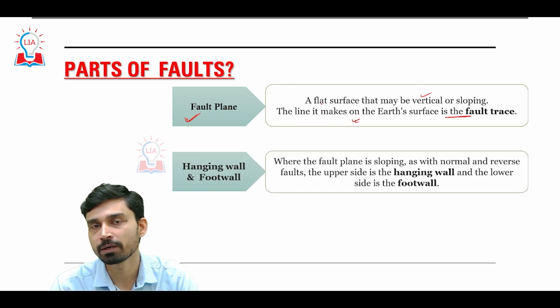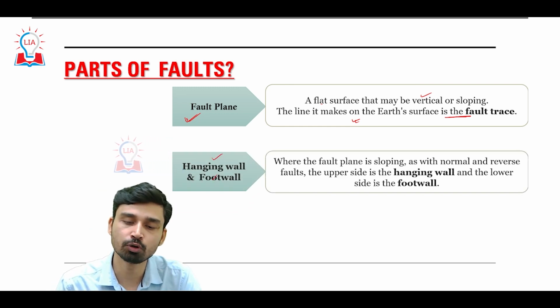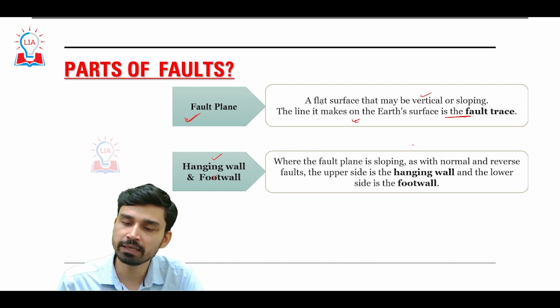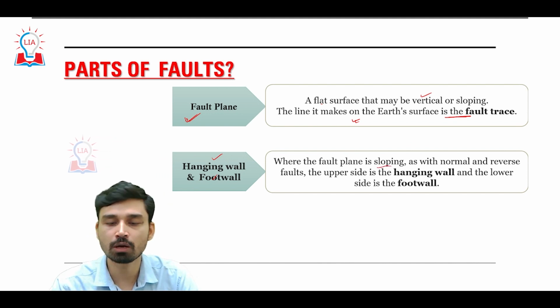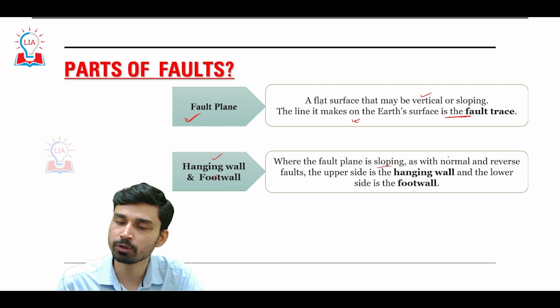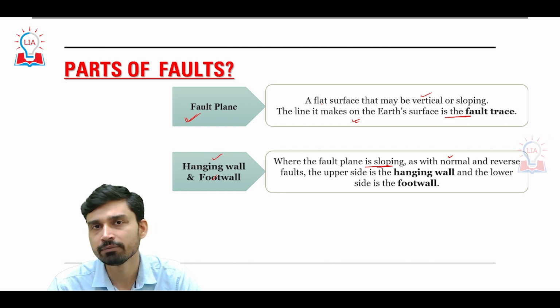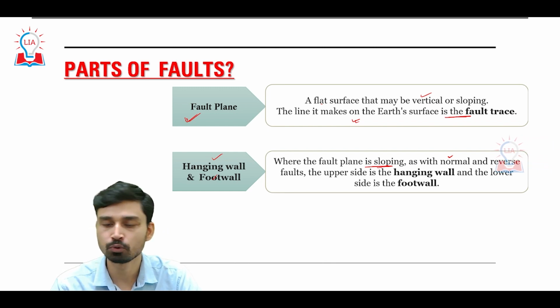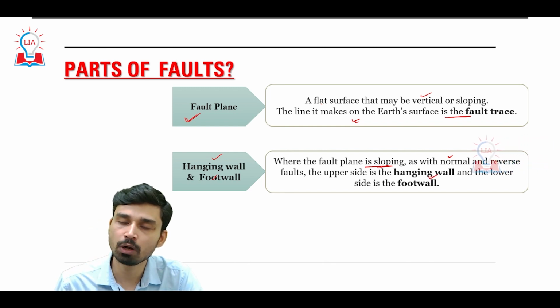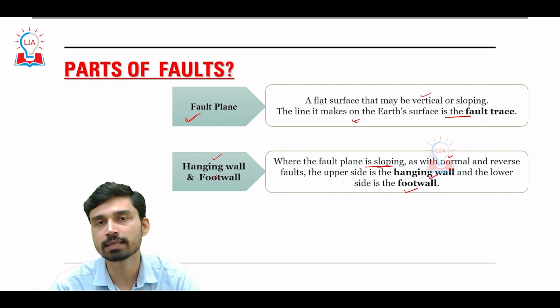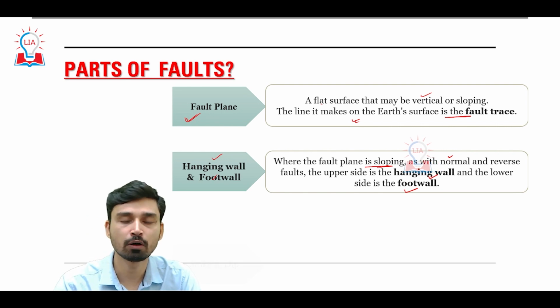The second term used with respect to faults is hanging wall and footwall. Wherever the fault plane is sloping, as with a normal fault or reverse fault, both of which we are going to discuss in coming videos, we can divide the entire fault plane into two parts. One is the hanging wall, which is the upper side of the fault plane, and the other is the footwall, which is the lower side of the fault plane.